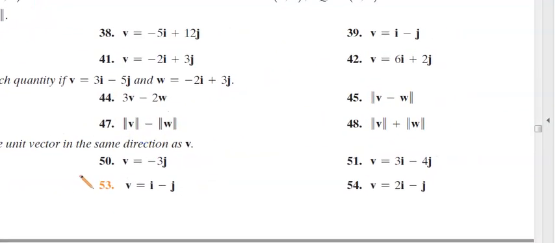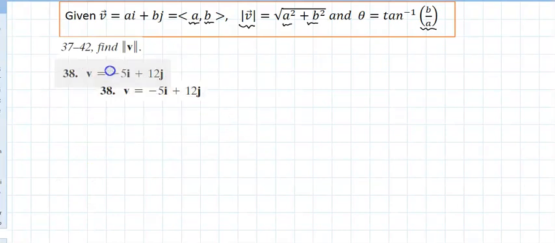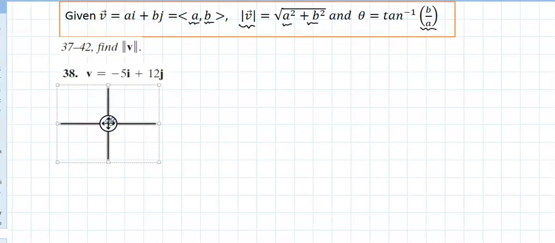So if I take, let's say, problem number 38, this vector is not in standard position. This is a position vector. Meaning I'm going to start at the origin. I'm going to move 5 back: 1, 2, 3, 4, 5. And 12 down: 1, 2, 3, 4, 5, 6, 7, 8, 9, 10, 11, 12. I am right here. If I draw a line running from the origin, does that look familiar?